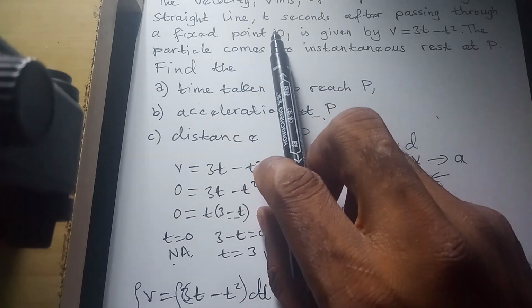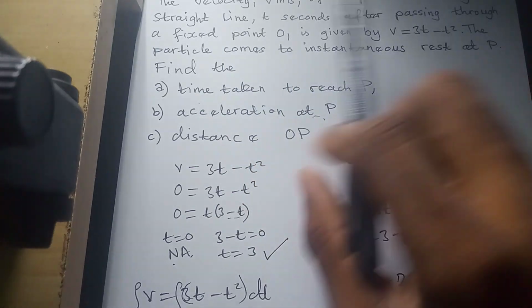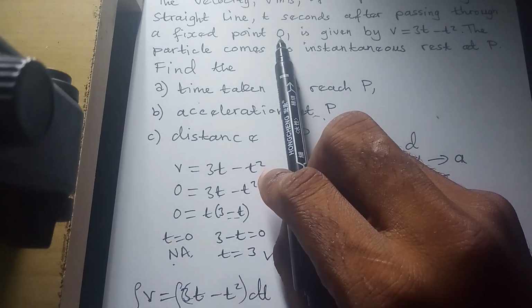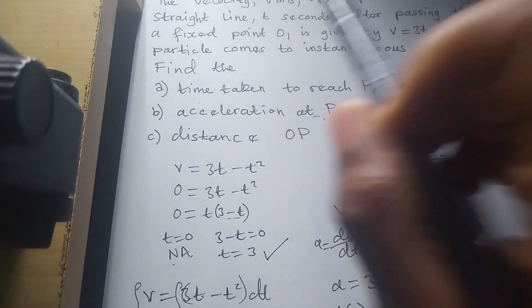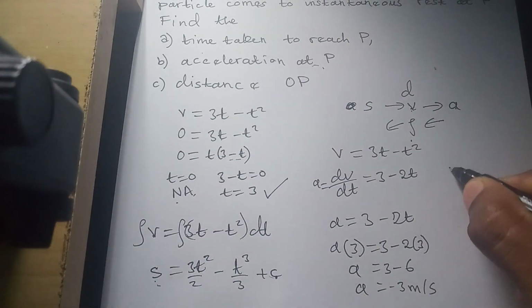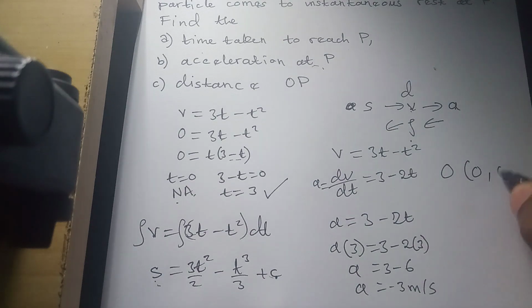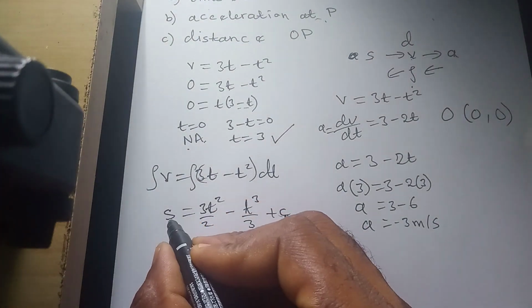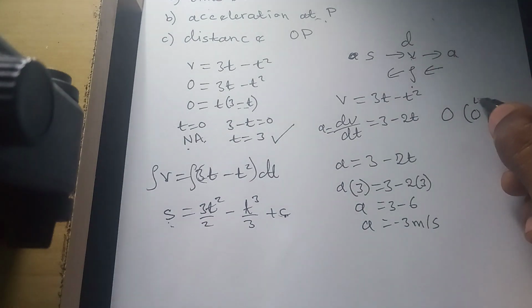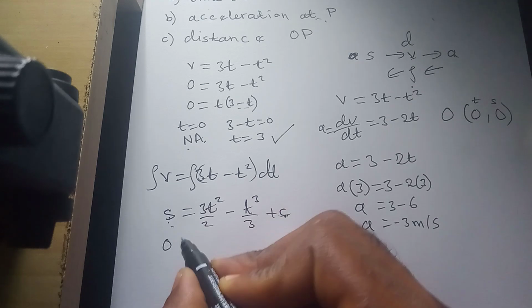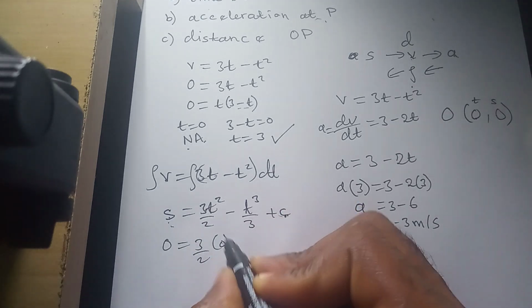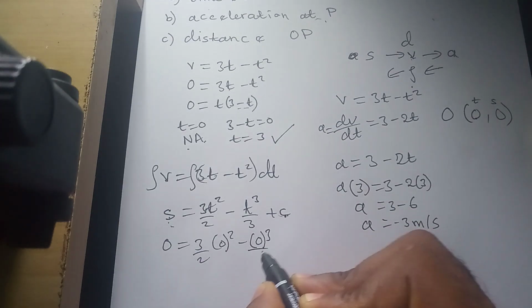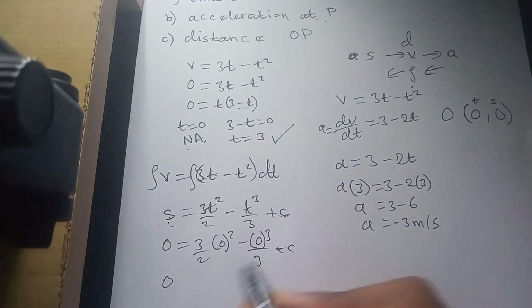So now let's go back to the opening statement to find our c. We have something here: t seconds after passing through a fixed point O. So this tells you that it passed through the point O, which is called the origin. The coordinates for the origin are 0, 0. So that means our c is 0, but you can always find it by substituting. So this is your t and this is your s. You put 0 there, 0 here, and c there. You realize that all these will be zeros, and then our c will be 0.